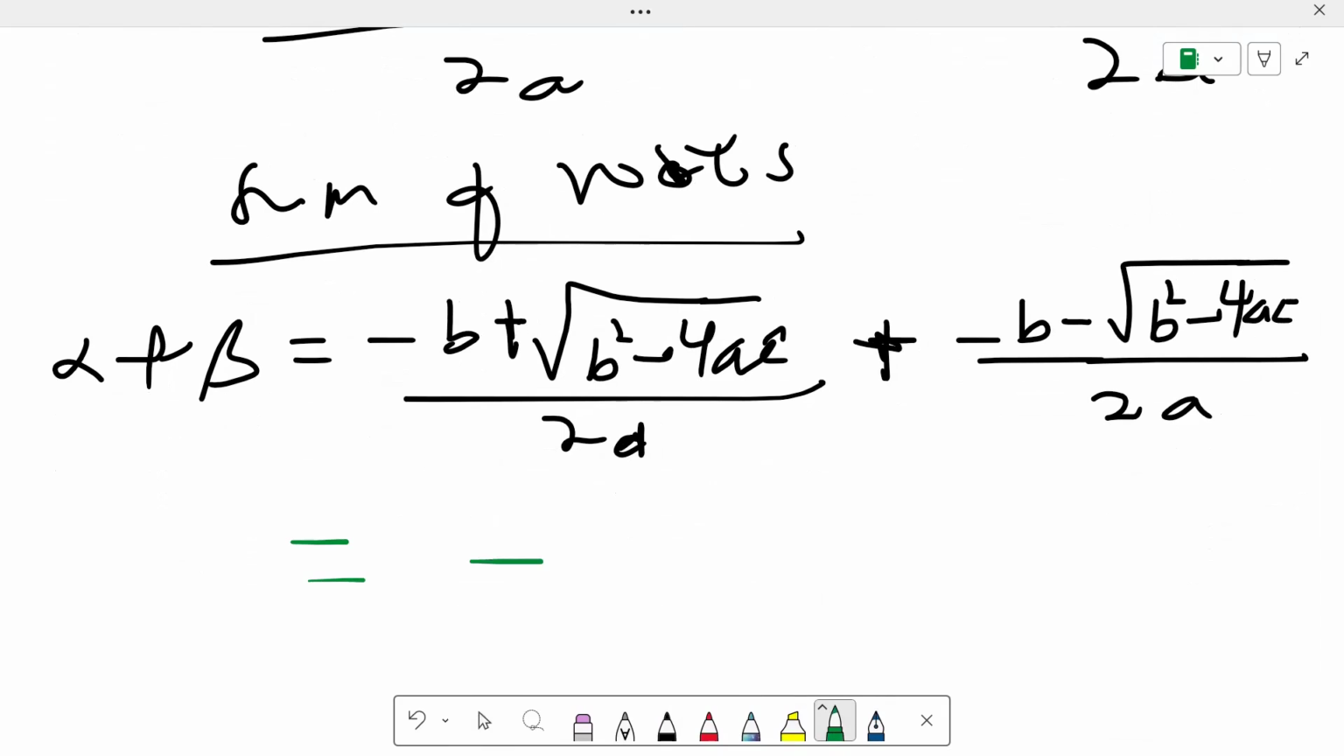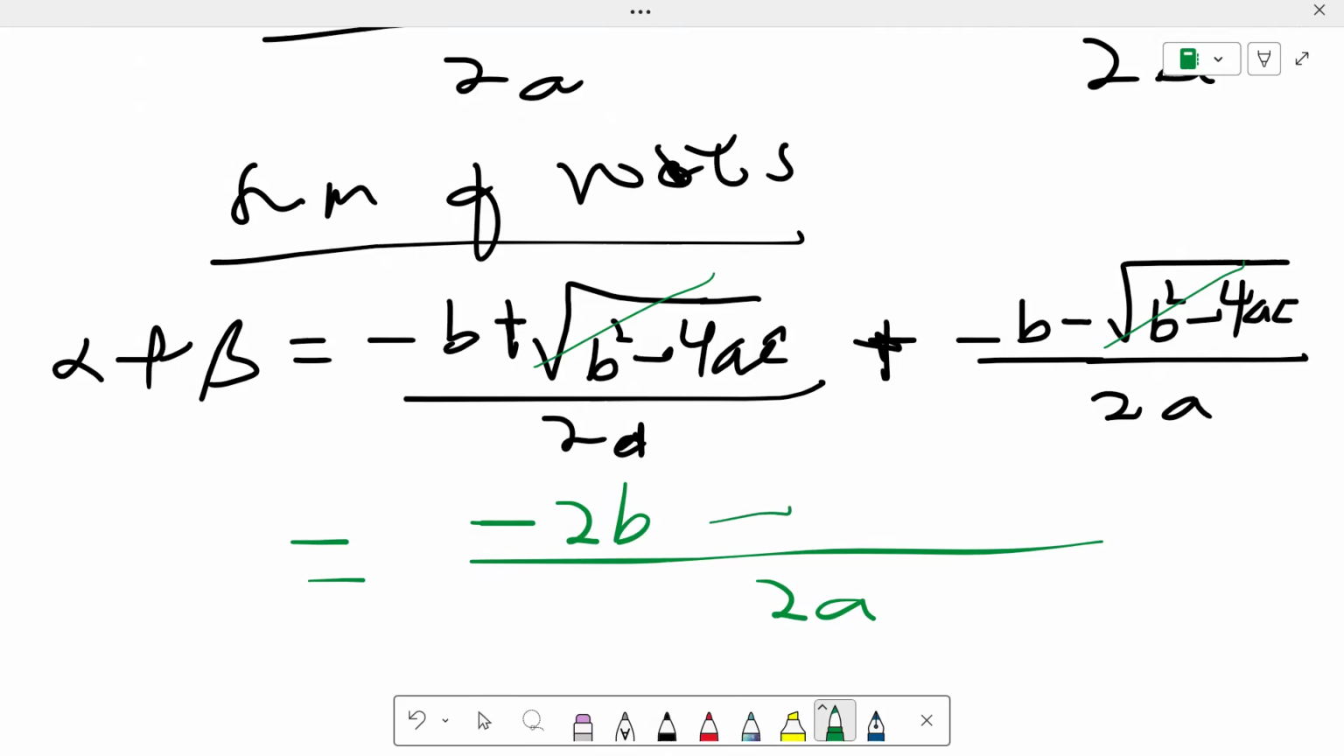Right, so let's look at it. We have our 2 as common. We have negative b plus negative b, so that will give us negative 2b. Now, when we come here, we have plus square root, they have minus square root, so we will cancel, and that will be plus 0. So basically, everything here reduces to the value that we are actually talking about.